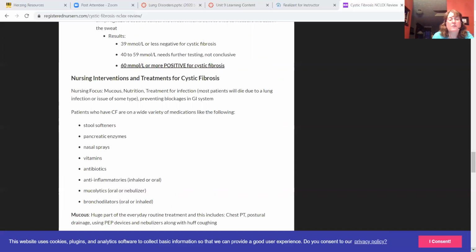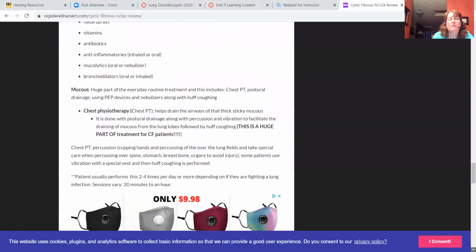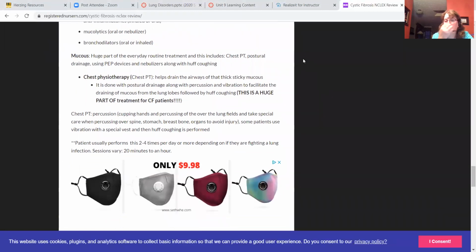So with the mucus, a huge part of everyday routine would be chest physiotherapy. They do the postural drainage, and they also do the nebulizer with the huff coughing. So chest physiotherapy helps drain the airways of that thick, sticky mucus, and it's done with postural drainage along with percussion and vibration to facilitate draining of this mucus from the lung lobes, and it's followed by that huff coughing. This is a huge part of the treatment for CF patients.